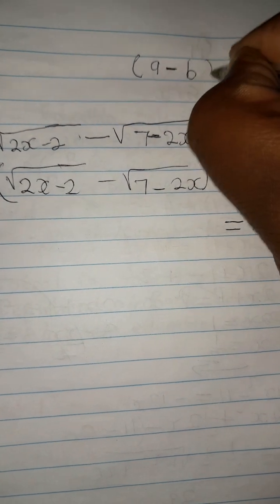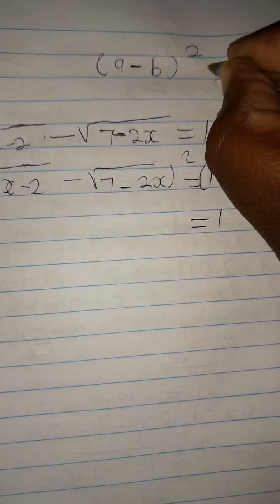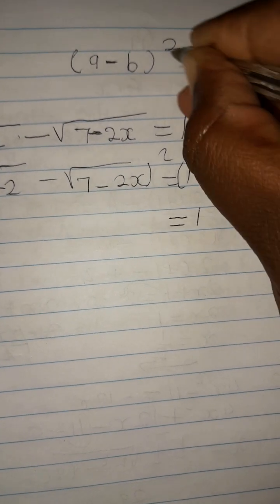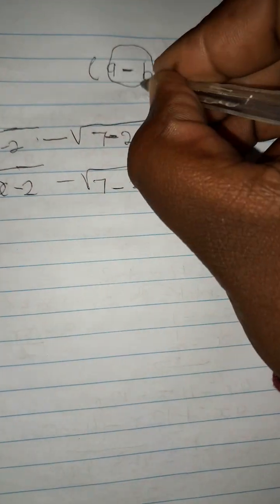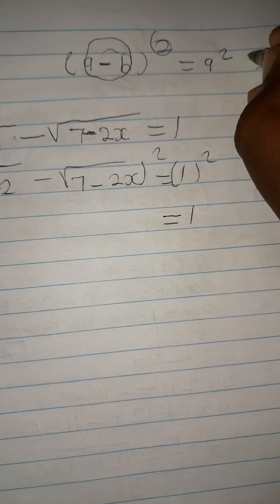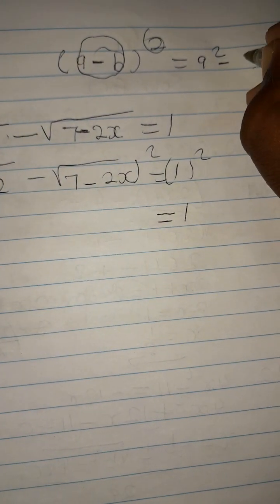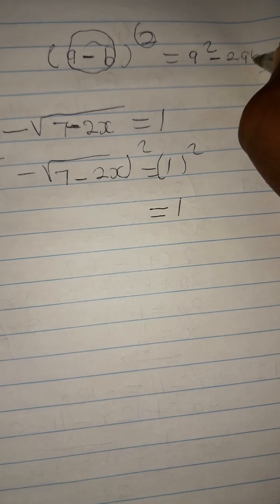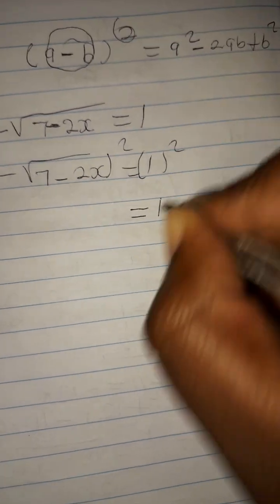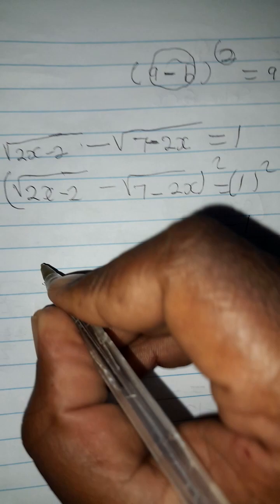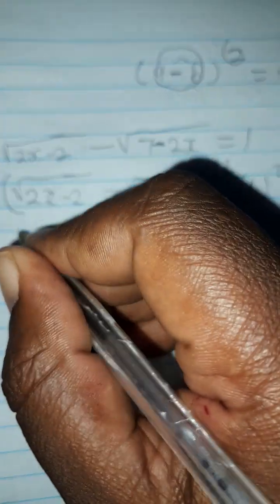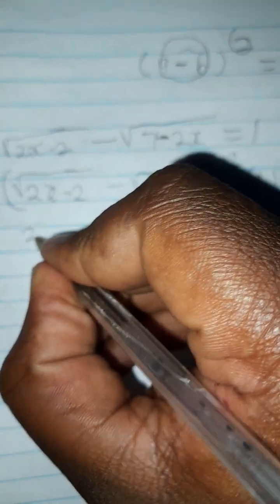this type of expression. Remember, you will square the first, it will be a squared. Then this 2 multiplies the first and the last term, so you're going to have 2ab, plus b squared. So we are going to use the same procedure here.